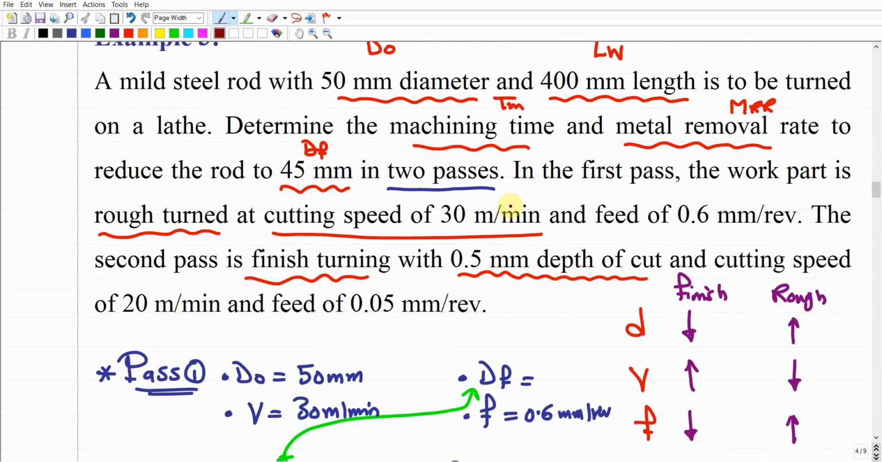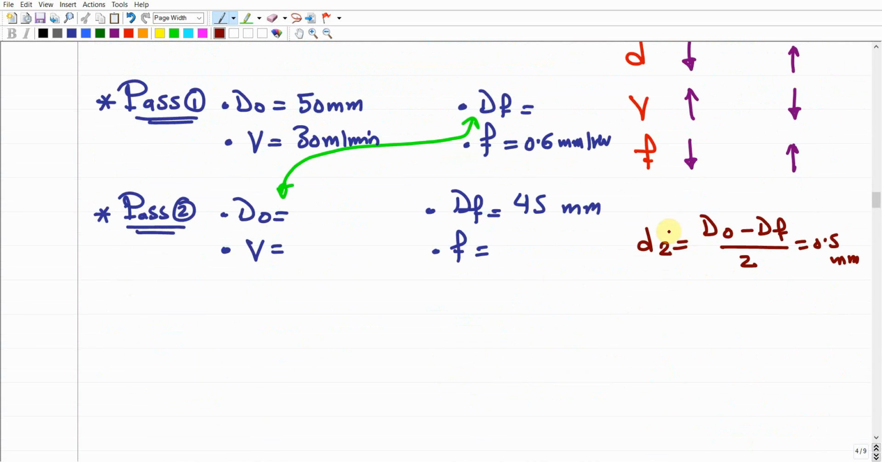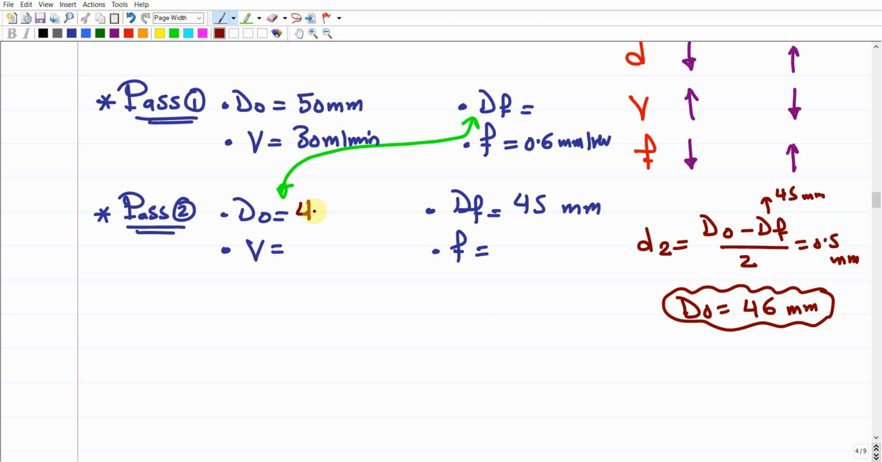He didn't give us the depth of cut of the first pass, right? So how much is D0? D0 should equal this D final, and we don't know both of them, but the D final for the second pass was given as 45 millimeter. We would like to end up with a 45 millimeter diameter rod. So if we do the calculation, multiply by 2 and move this to the other side, you're gonna end up with D0 equal to 46 millimeter. So this D0 should be 46 millimeter, which equals the D final of the first pass.